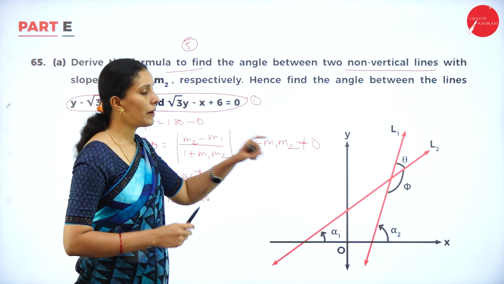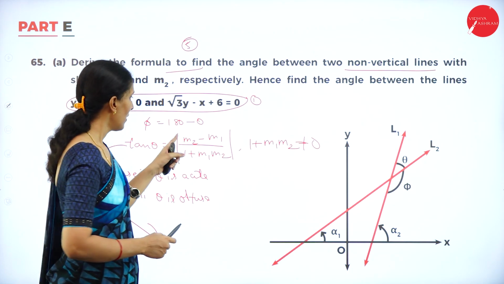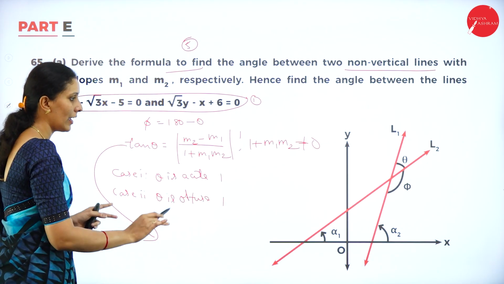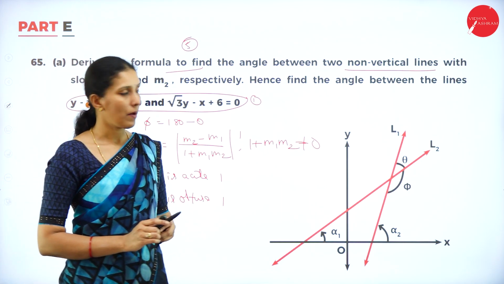Hence for diagram and proper description it is 2 marks. Getting this, 1 mark. Case 1 and case 2, 1 mark. Hence we can conclude it for a 5 marks question.